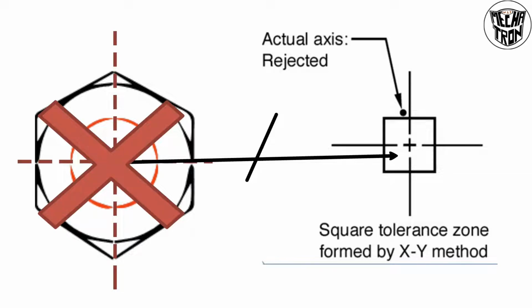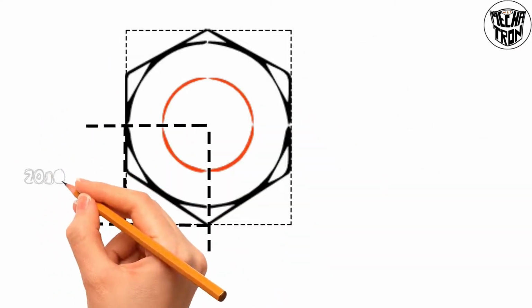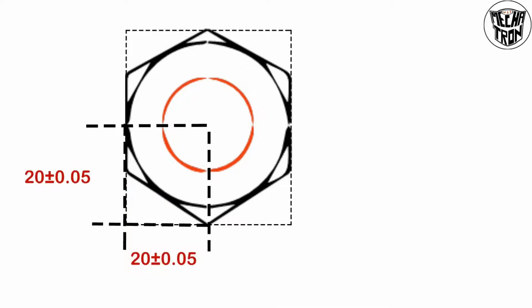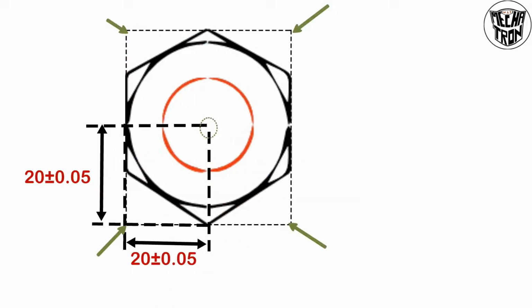So now we just imagine some dimensions for calculation. The center point of the nut should be 20 plus or minus 0.05 mm distance in both horizontal and vertical direction when calculated from any corner to the center point of the nut. So now we have a doubt on this 20 plus or minus 0.05 distance.